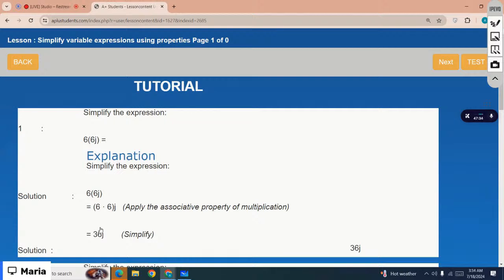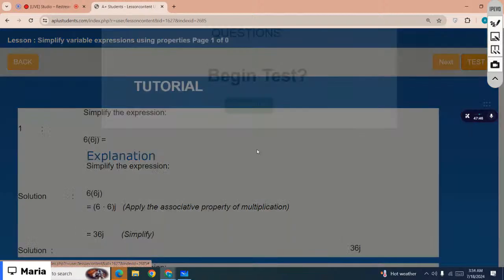Okay, simplify the expression. That is 6 times 6g. So you have to apply those properties you learned today, right? That is 6 times 6 is 36g. Let's just start with the test questions.